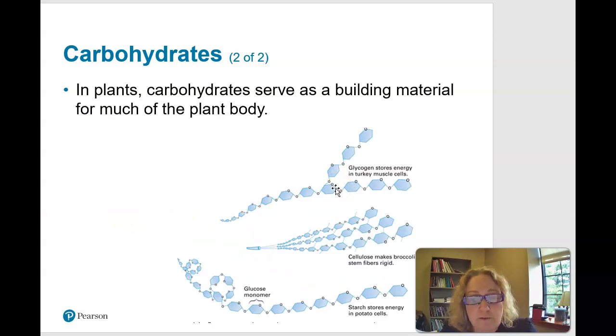In plants, carbohydrates serve as a building material for much of the plant's body. So here's glycogen in a turkey muscle, that's what I have, starch flour of storage. Here's glucose made from broccoli stems, and here's potato starch. This is how each one of those carbohydrates look.